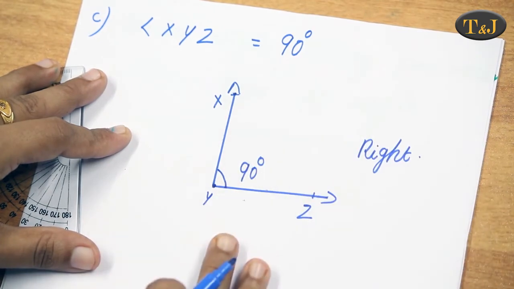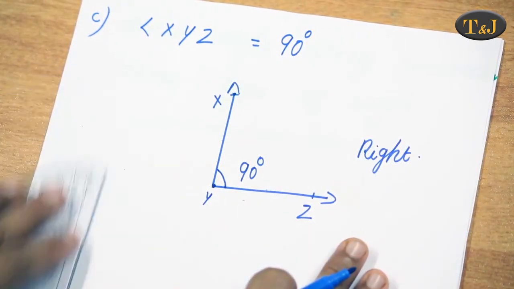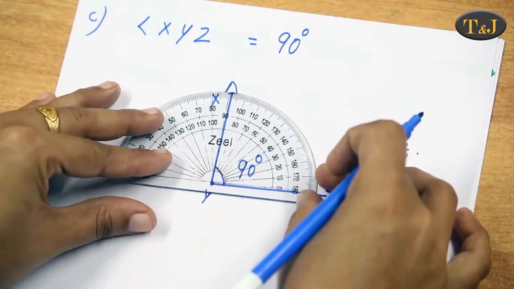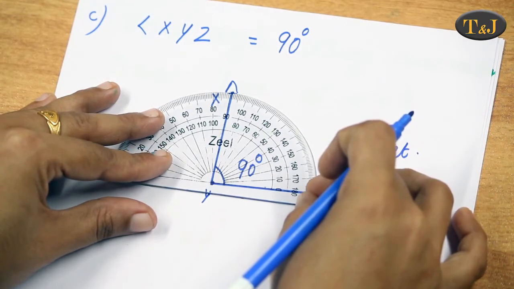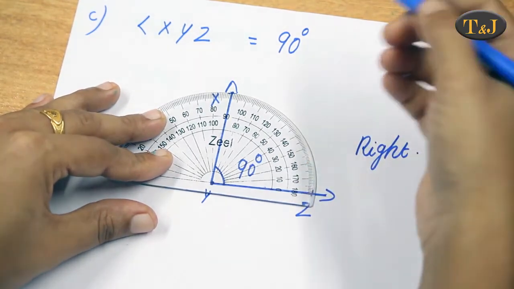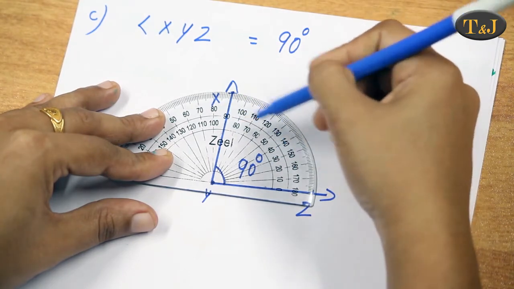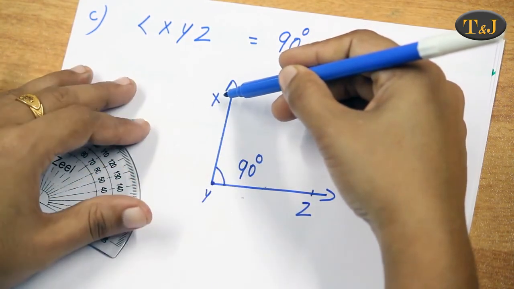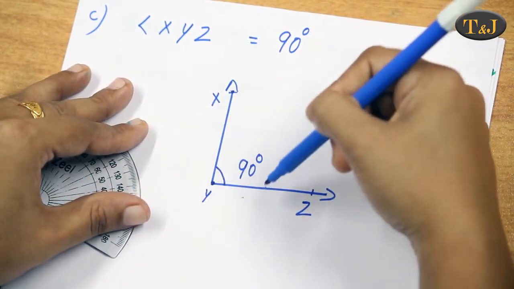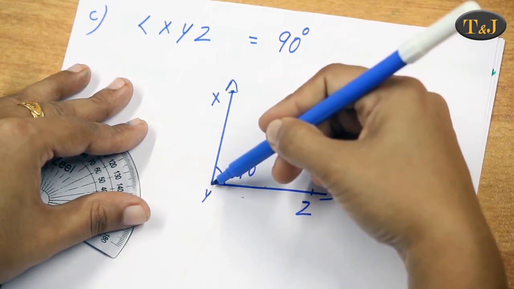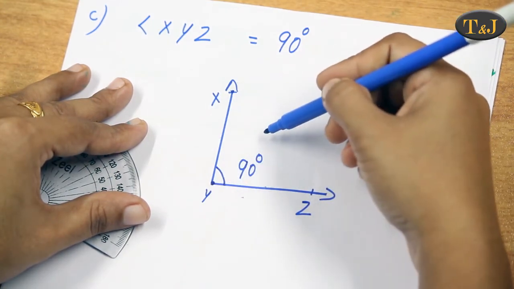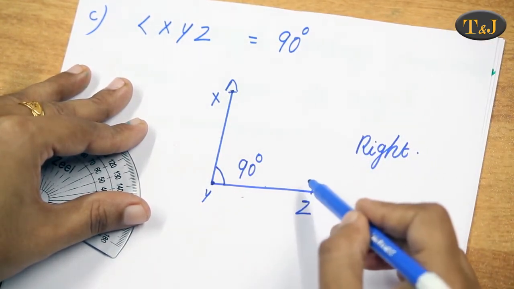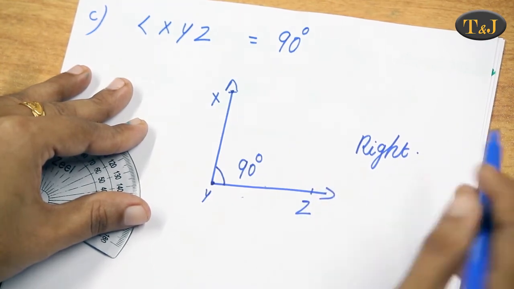Okay. First we draw the ray YZ and place the protractor using the center of the baseline at the starting point Y. And mark the 90 degrees; on the inner and outer scale there is only one 90 degree mark, so it is marked as 90 degrees. This ray is named XY; XY is one ray and YZ is another ray joining at the point Y. Then this is our angle XYZ and its name is right angle. An angle of 90 degrees is called a right angle.